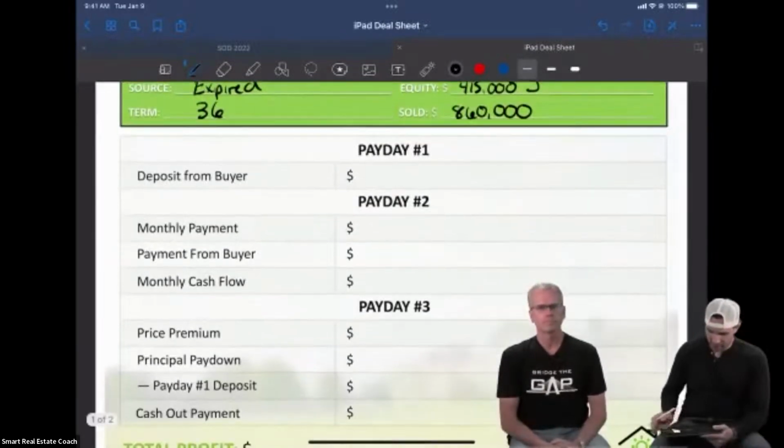All right. Non-refundable deposit from your buyer. So payday one, non-refundable deposit that you collected. Yeah, it's a smaller deposit than we typically get. So the original deposit was 24K, but we scheduled 60K throughout the term.